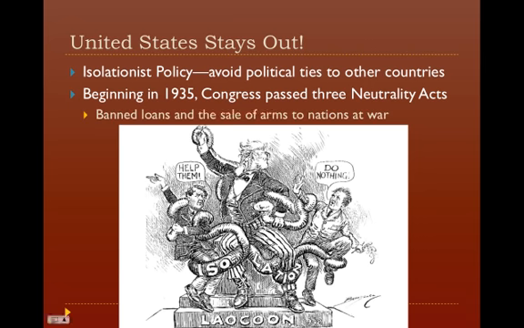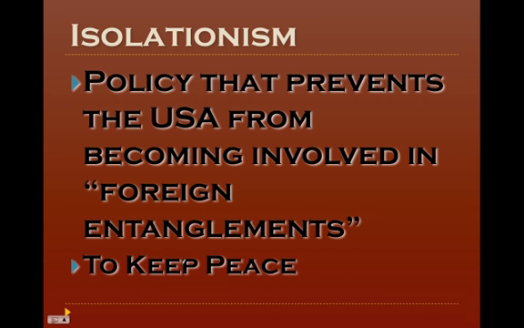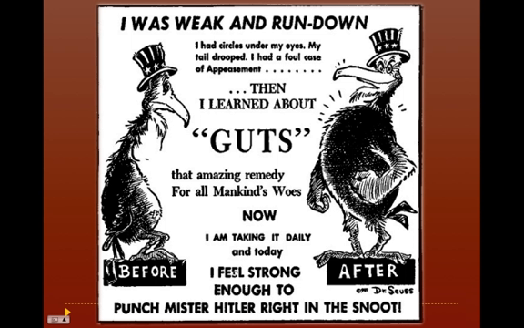By 1935, America's passing neutrality laws. They made it illegal to buy or sell anything with the countries in the war, because that's what got us into World War I. The policy that prevented the United States from becoming involved in foreign entanglements to keep the peace is called isolationism. We'd gotten burned by putting our hand on the stove in World War I. We're not going to do it again.